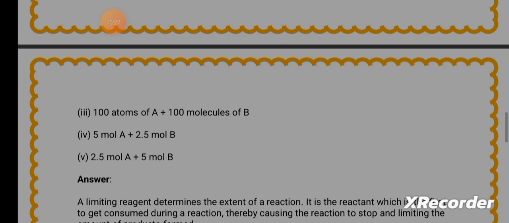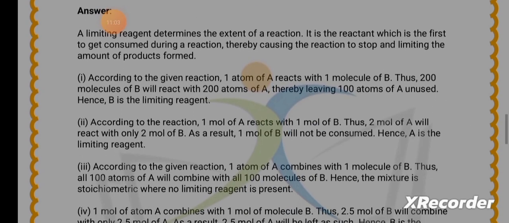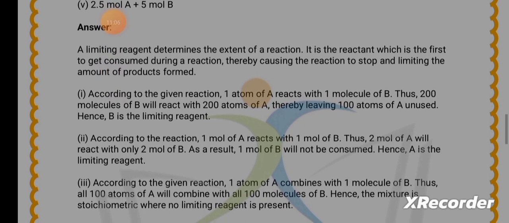Now next is 5 mole of A react with 2.5 mole of B. Now 5 mole A and 2.5 mole B. But the standard equation tells that 1 mole A reacts with 1 mole B. So here 2.5 is the limiting reagent because it is present in the smaller amount. So B is the limiting reagent. Now fifth, 2.5 mole A react with 5 mole B. By the standard equation, 1 mole A reacts with 1 mole B. So 2.5 is the limiting amount. So A is the limiting reagent. Clear this question? See the answer I have.